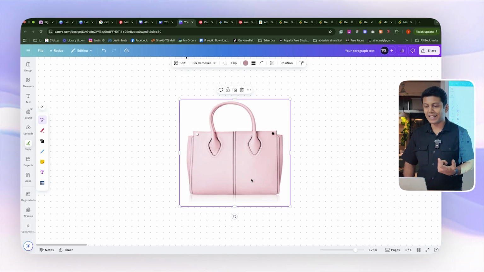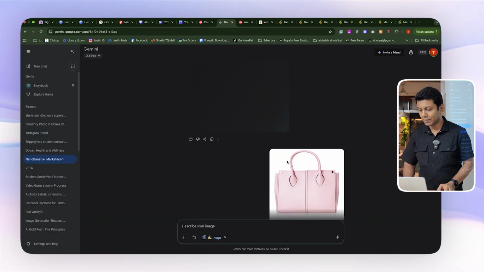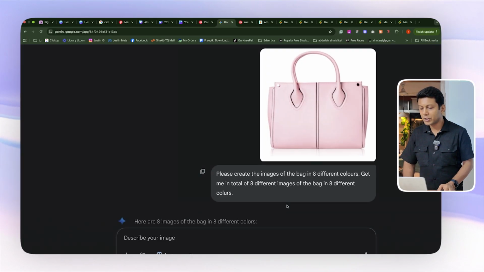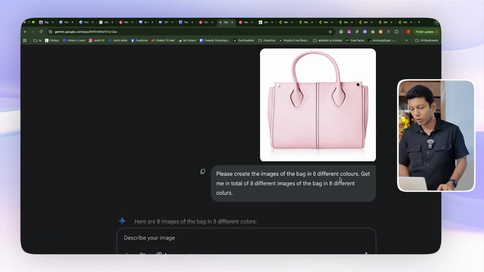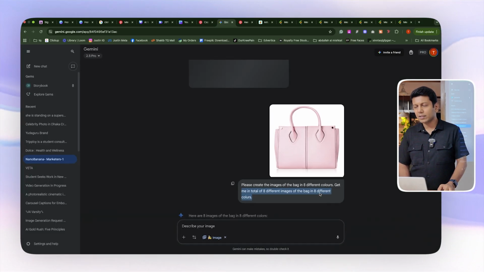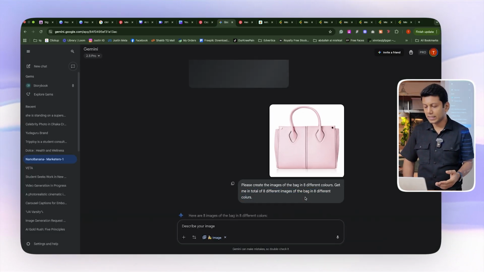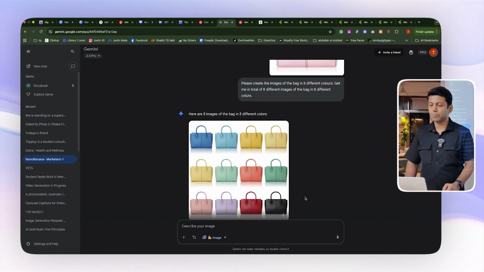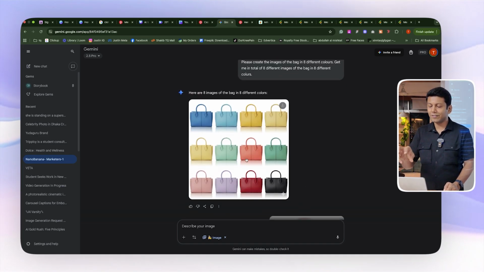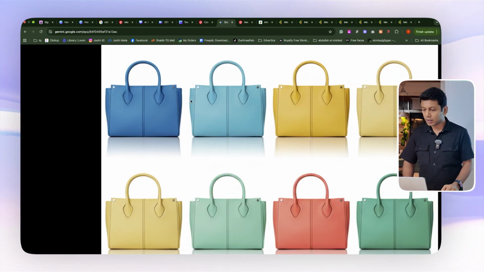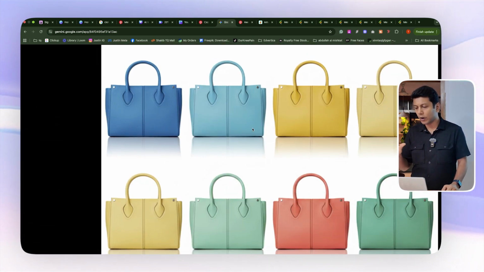It's very simple. Let's go to Gemini again. Let's upload this image, and what I've mentioned here is, please create the images of the bag in 8 different colors. Get me in total of 8 different images of the bag in 8 different colors. Though I've asked to provide 8 different images, it didn't. What it did, it actually gave me 12 bags in 12 colors, but the same bag. But this is really amazing, that the texture, the product consistency is exactly the same, but with different colors.